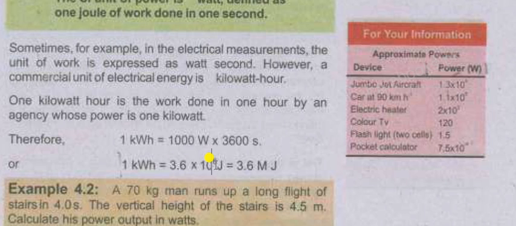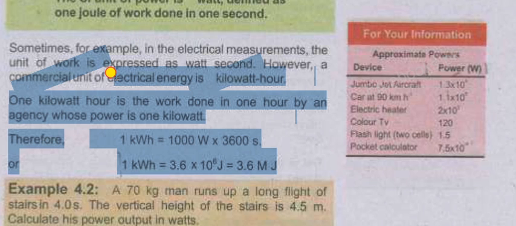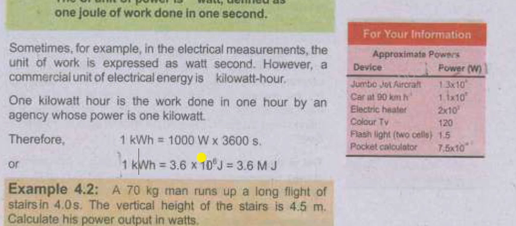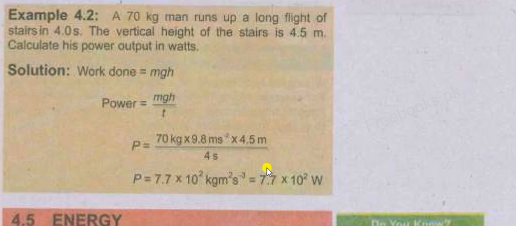And 10 raised to power 6 is equal to mega. So 1 kilowatt hour is equal to 3.6 megajoule. So this is the expression between kilowatt hour and joule. And once again, kilowatt hour is not the unit of power, but it is a commercial unit of electrical energy. Okay, and 1 kilowatt hour is equal to 3.6 megajoule.